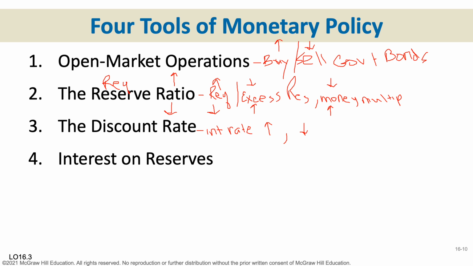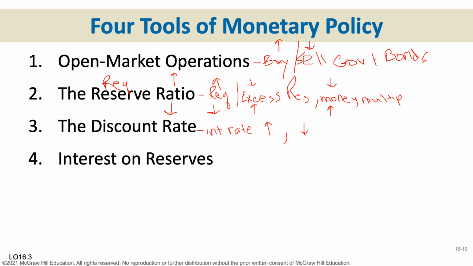A new tool of the Federal Reserve is to be able to pay interest on the bank's reserve account held at the Fed. So this is interest earned by the banks from money they have held at the Federal Reserve. So if the Federal Reserve wanted banks to not loan so much money out, then they could offer to pay more interest on the bank's reserve account at the Fed.